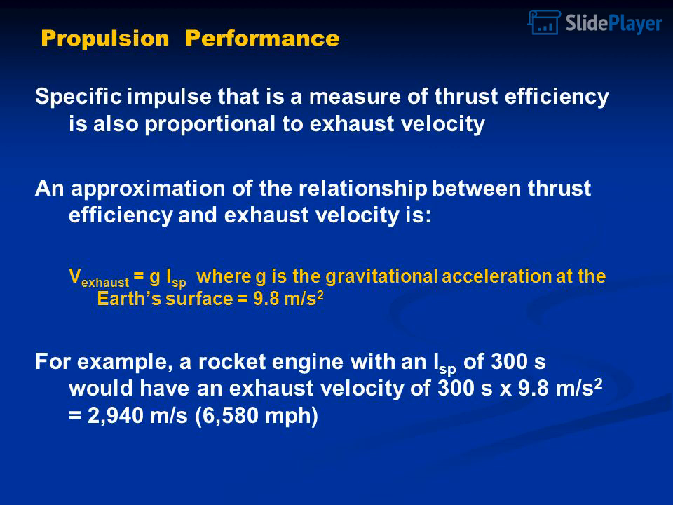Propulsion performance. Specific impulse, a measure of thrust efficiency, is also proportional to exhaust velocity. An approximation of the relationship between thrust efficiency and exhaust velocity is Vexhaust equals G times ISP, where G is the gravitational acceleration at the Earth's surface, equal to 9.8 meters/s2. For example, a rocket engine with an ISP of 300 s would have an exhaust velocity of 300 s x 9.8 meters/s2 equals 2,940 meters per second, 6,580 miles per hour.